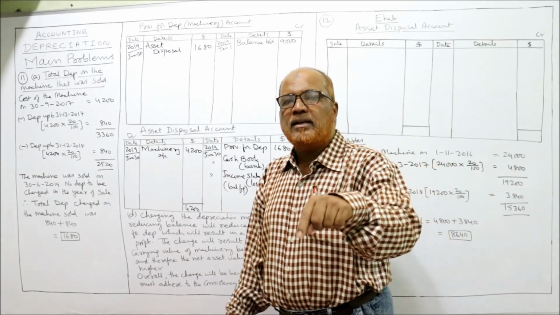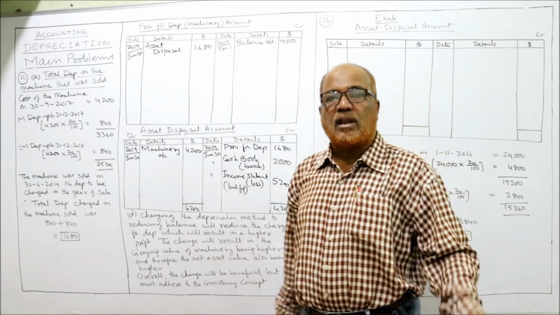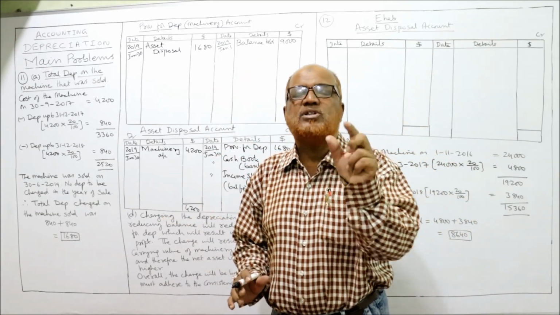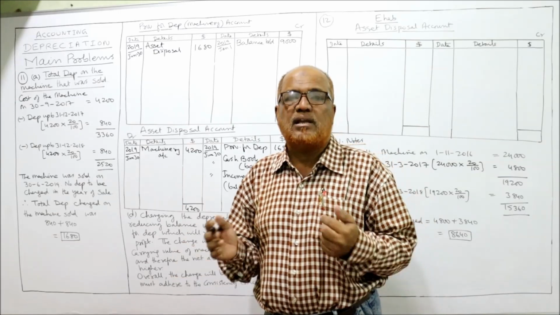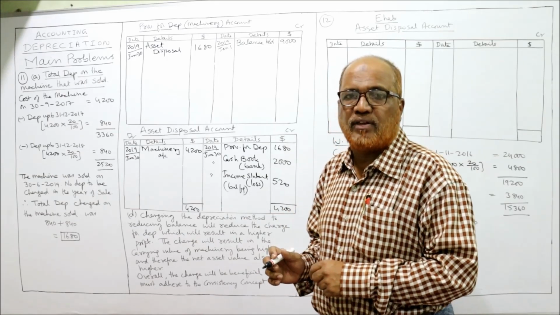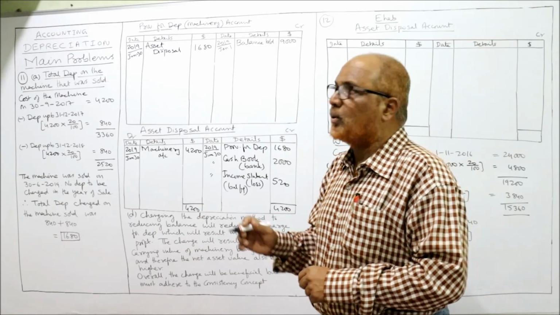Now we have to provide the depreciation at the end of the year for the remaining machine. All the machines are not sold. Only one of the machines was sold. Other machines are still remaining. Now we have to provide depreciation on other machines at the end of the year. That is 31st December 2019.